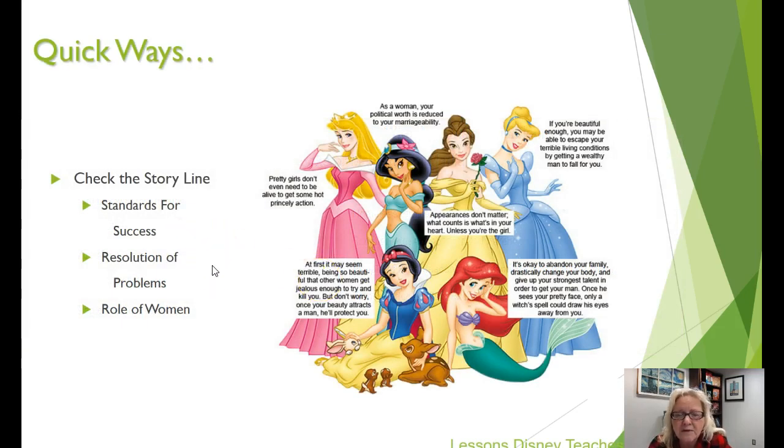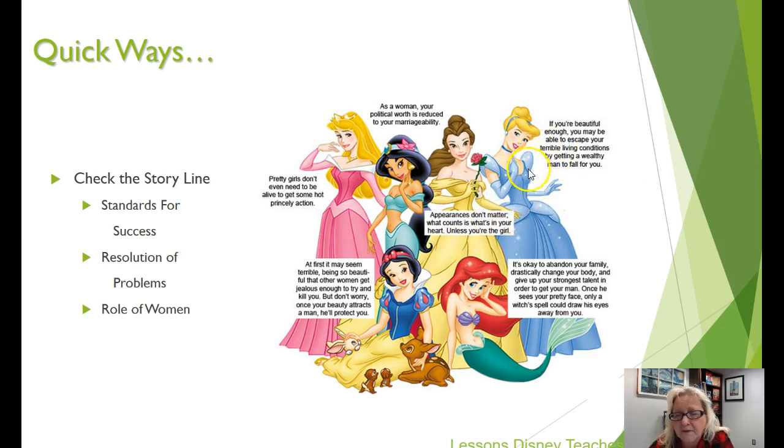Check the storyline. What are the standards for success? Are they having a home with a picket fence in the suburbs, or are they standards that are kind of stereotypical standards of success? What's the resolution of problems, and what is the role of women in the resolution of problems? This is a graphic that I found on the internet about lessons Disney teaches through their animated stories, and I think they're pretty funny.